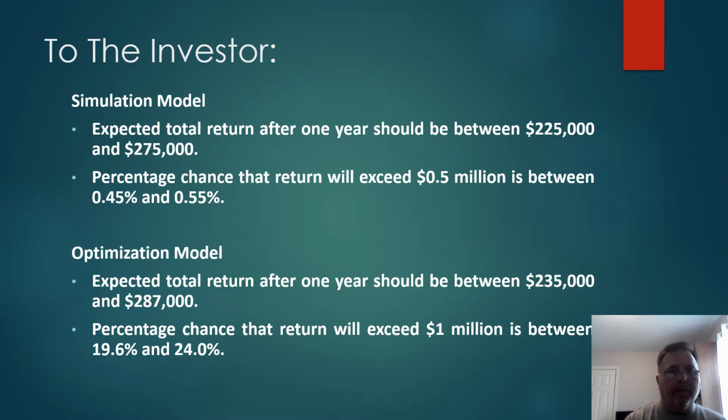To the investor, our simulation model shows that expected total return after 1 year should be between $225,000 and $275,000. Percentage chance that return will exceed 0.5 million is between 0.45% and 0.55%. Using our optimization model, expected total return after 1 year should be between $235,000 and $287,000, with a percentage chance that return will exceed 1 million, being between 19.6% and 24.0%.